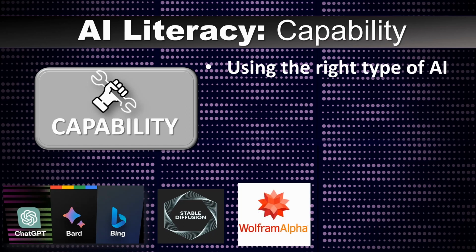Another type of AI would be Wolfram Alpha. This is an AI that's specifically designed for math. Although ChatGPT, Google Bard, and Microsoft Bing can do some math, Wolfram Alpha is specifically designed to do advanced level math. So again, being able to understand this and use the right type of AI for the job is another enhancement to the capability.